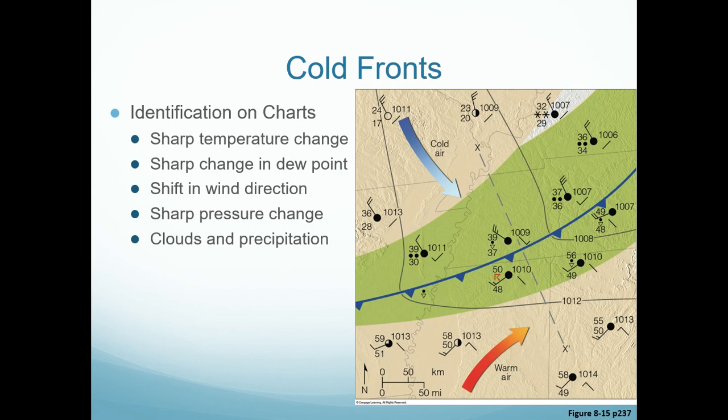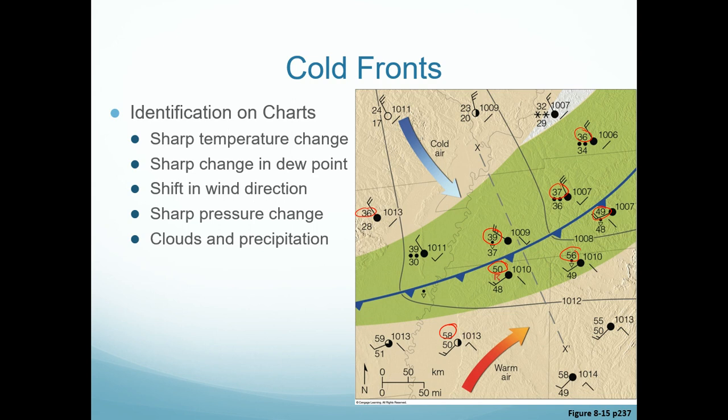Remember those identification points we talked about a few slides ago? Here's a close-up view of the cold front. What we see is a sharp change in temperature. Ahead of this front, we see temperatures of 50, 56, 49, 58. So 50 and above, roughly. Whereas behind, the temperatures have dropped to 39, 37, 36, so on.